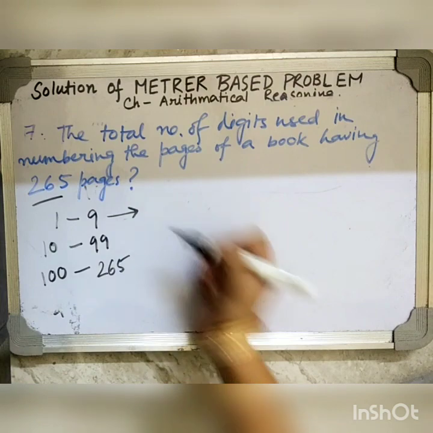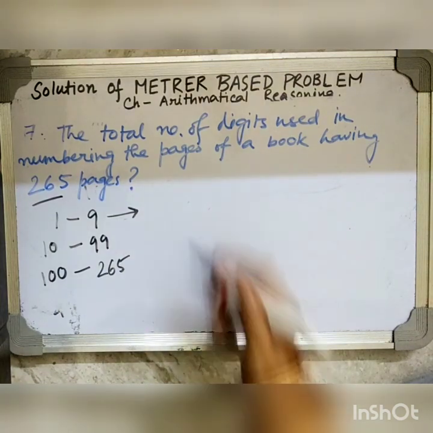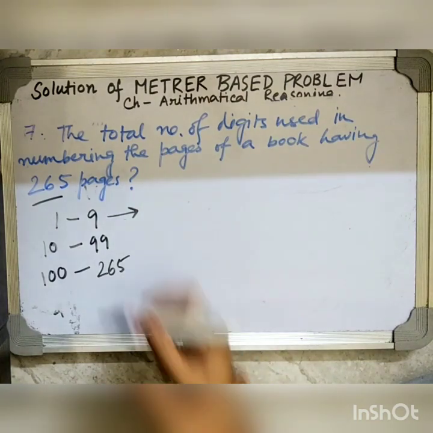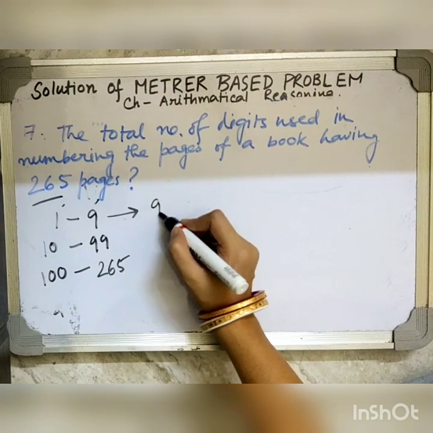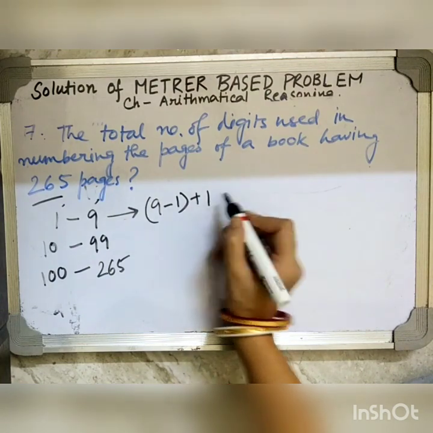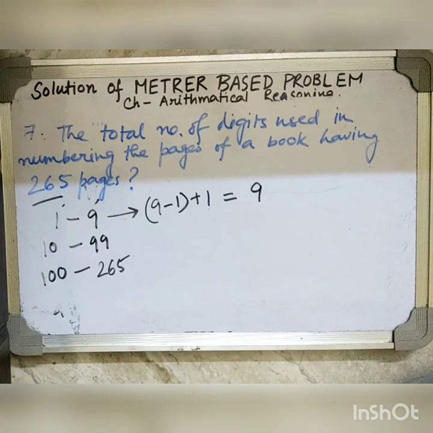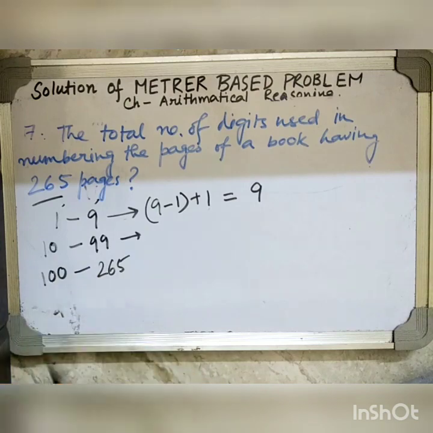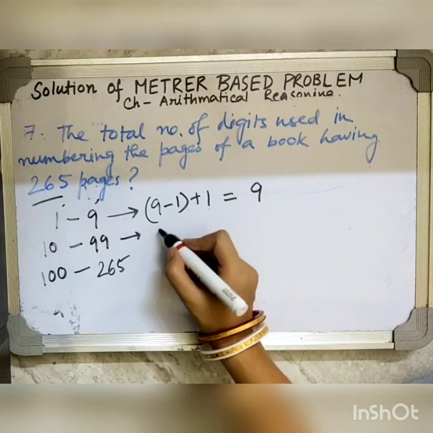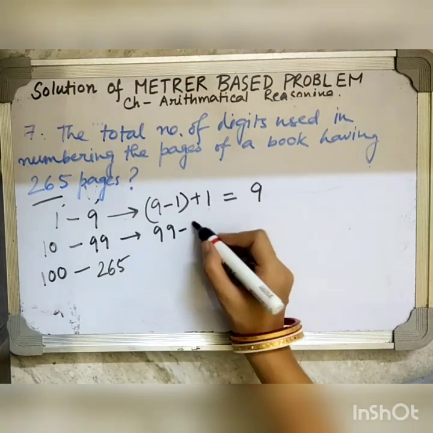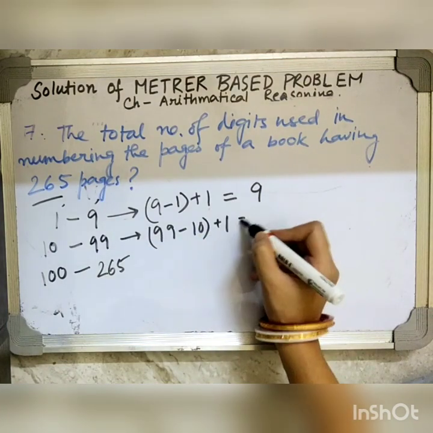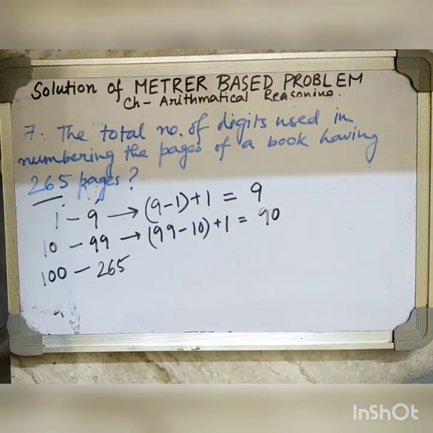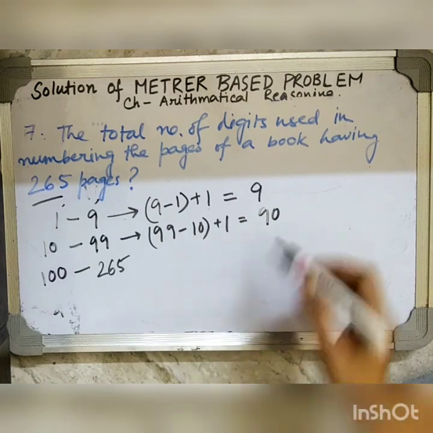Now in 1 to 9, how many digits are there? Or you can also understand it in this way, how many pages are there? As I told, last term minus first term plus 1. So total 9 pages are there. Now in this 10 to 99, how many pages are there? Last term 99 minus first term 10 plus 1. So how many pages are there? Total 90. Okay. So the number of 2-digit pages is 90.